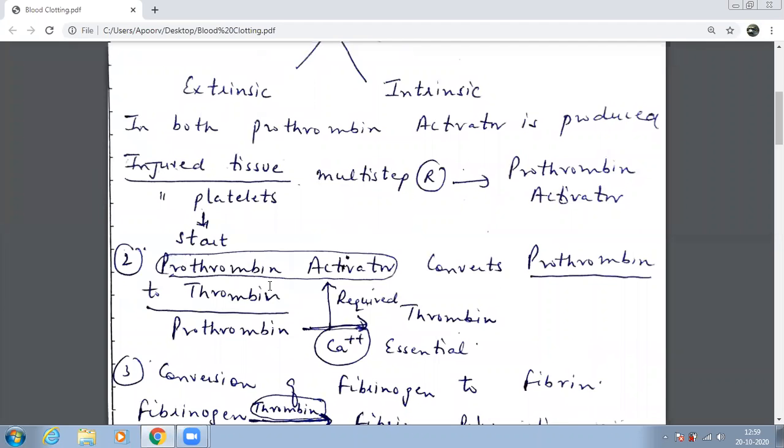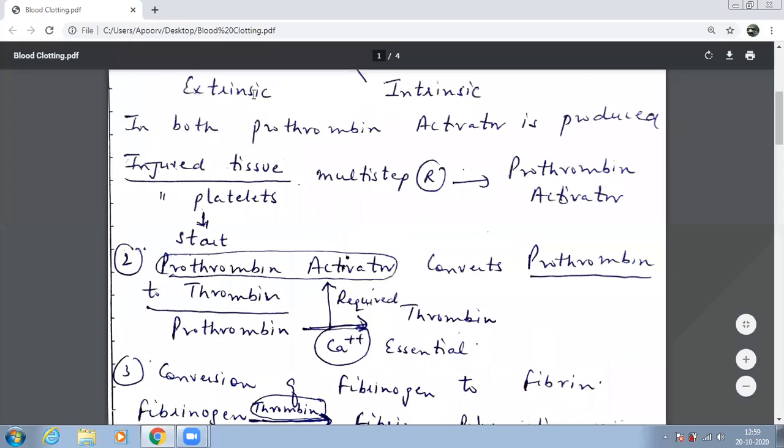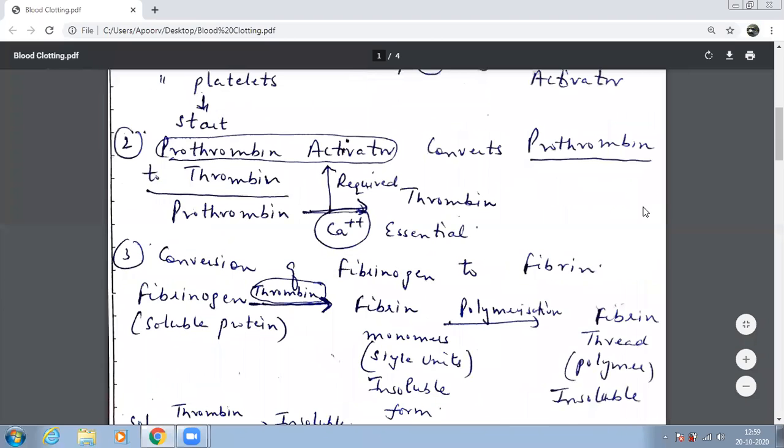Now this prothrombin activator, so this is my equation. Injured tissue or injured platelets will trigger this reaction. The reaction will only start if a tissue or a platelet is injured. If it is a tissue which is injured, the outer one, of course it's going to be extrinsic. If it's a platelet, the inner blood part, then it is going to be intrinsic. So either a tissue or a platelet, but in both the cases, whether extrinsic or intrinsic, you'll get prothrombin activator.